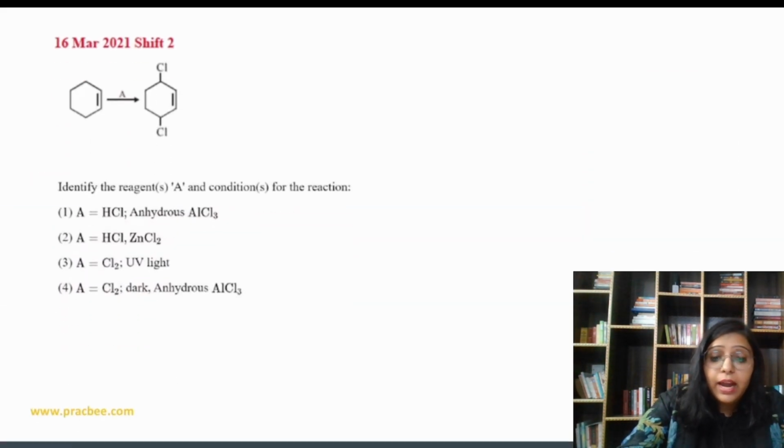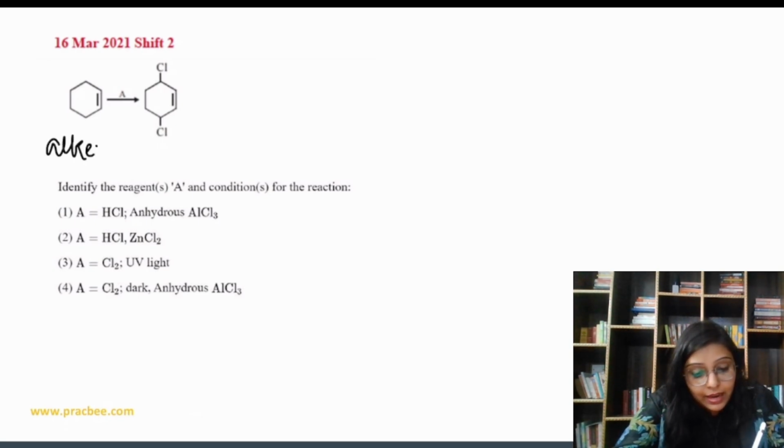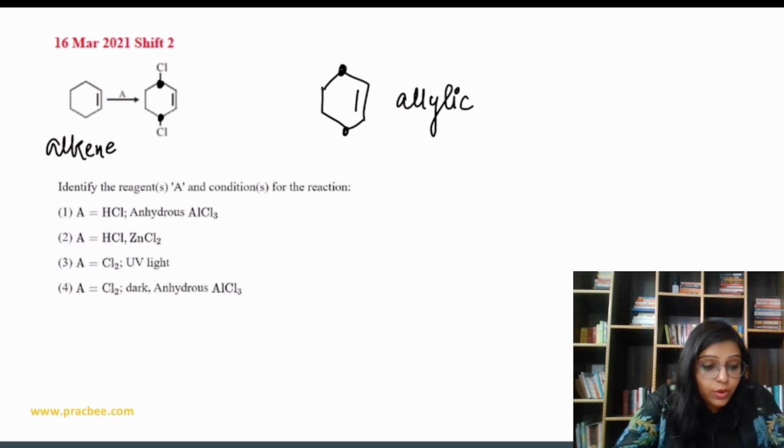Identify the reagent and condition for the reaction. So see, if you look at the reactant, we have an alkene and we have Cl over here, right? So it means we have allylic substitution. That is, this position is the allylic position. And what is the allylic position?